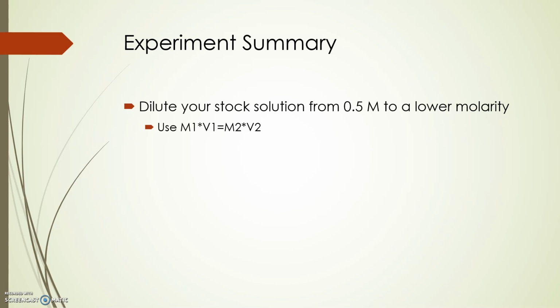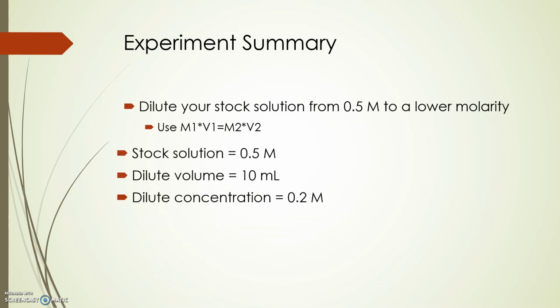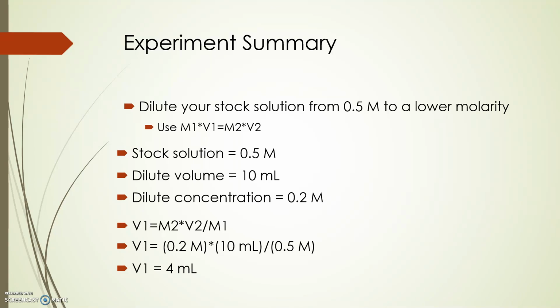Now let's go over an example of your calculations that you will be performing in this experiment. You have a stock solution of 0.5 molar. Your dilute volume will be made into a 10 milliliter volumetric flask. Therefore, your dilute volume is 10 milliliters. One of the target concentrations that you are making is 0.2 molar. By rearranging the equation, you can say that V1 equals M2 times V2 divided by M1. By substituting the numerical values into the equation, you can find out that V1, the volume that you are transferring over, is 4 milliliters.